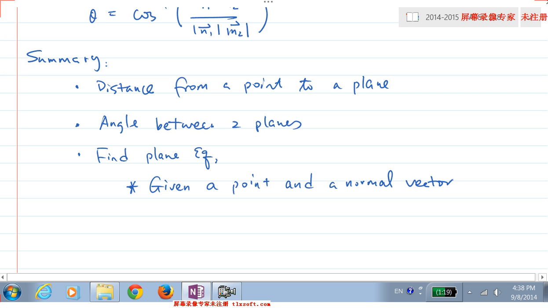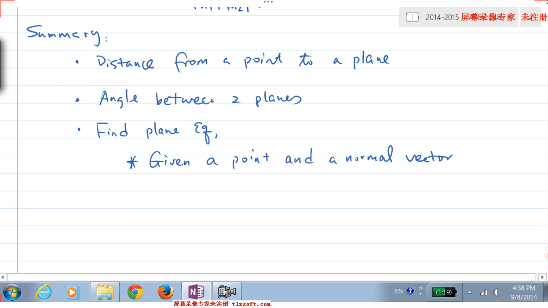That's the simplest. You can't have any simpler question than that, right? Just plug it into the plane equation, and you have the plane. So A, B, C, x naught, y naught, z naught. That's the plane equation.